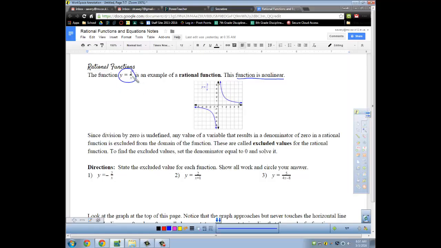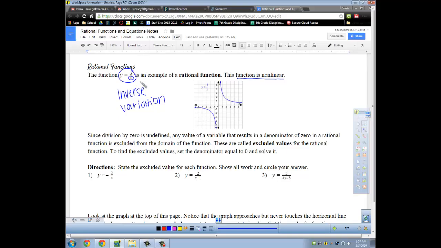Notice that there's an x in my denominator. This tells me that it is also an inverse variation function. So just something to know. We talked about inverse variation yesterday when x was in the denominator, and this happens to be that case.